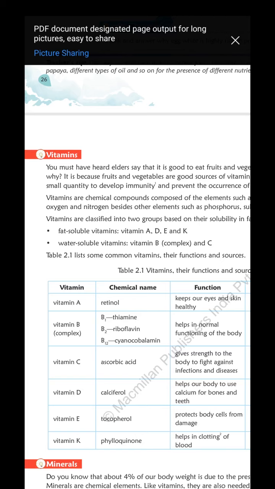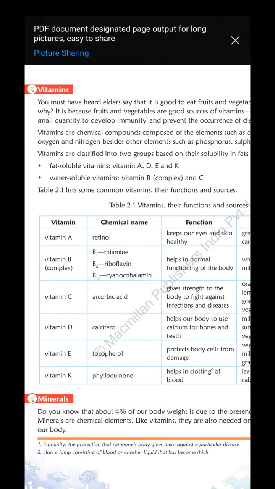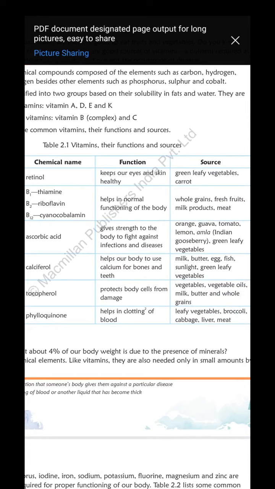And the sources and functions of these are given. Here they have given fat soluble and water soluble. Remember this. Up to 10th class you have to remember this point. Fat soluble and water soluble you have to remember. Here they have given two points. Are you watching the screen? And the functions also they have given, Nana.